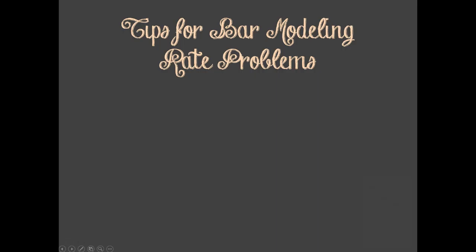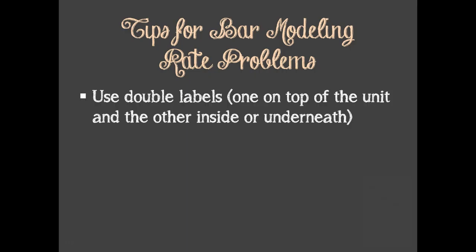Before we start, I'd like to go over a couple tips for modeling rate problems. The first tip is to use double labels. This can be done by writing one of the units inside the bar and one outside, one above the bar and one below, or any combination thereof. For example, miles per hour is a common rate. You could show hours above the bar and miles within or underneath.